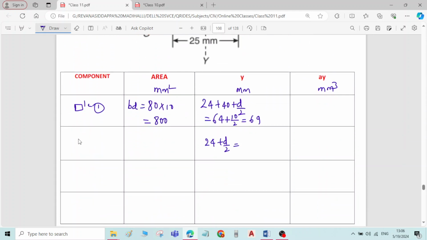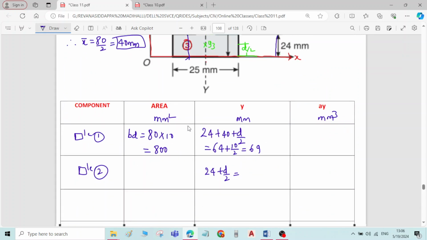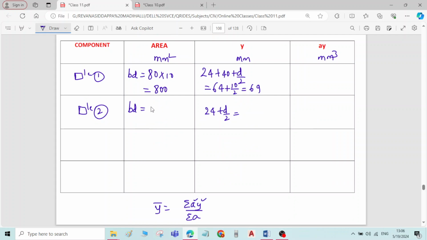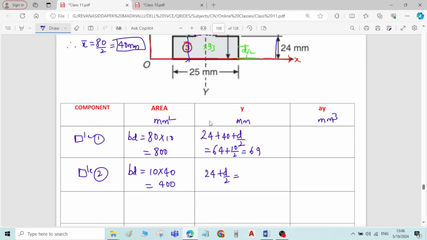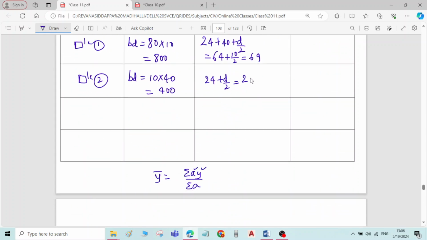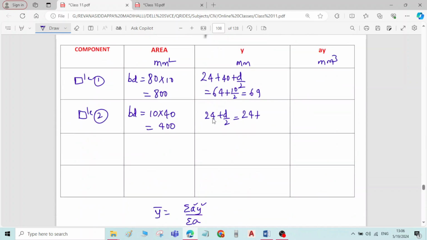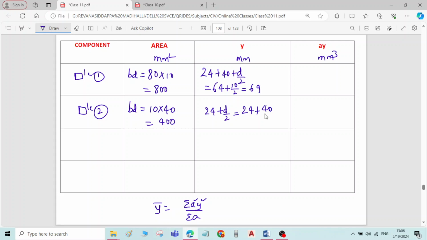Then calculate the area first. For rectangle 2, width is 10 mm and depth is 40 mm. B into D, 10 into 40, it will be 400 mm square. Now y value for rectangle 2, as I said before, is 24 plus d by 2. 24 plus depth of rectangle 2, which is 40 mm. 24 plus 40 by 2, 40 by 2 means 20. 20 plus 24, so we'll get the answer as 44 mm.